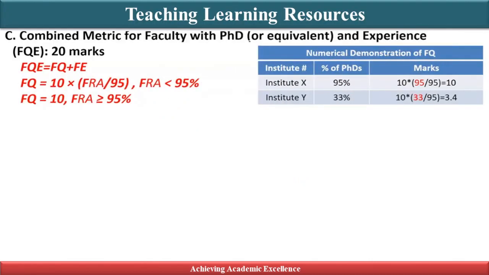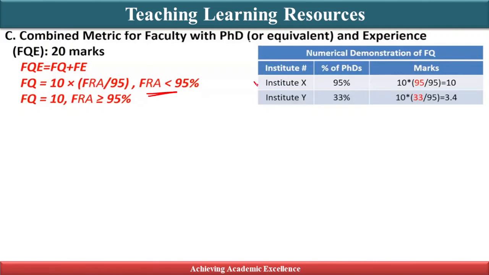Yes, there is a third component level metric, that is the metric for faculty quality and faculty experience, FQE. FQE means faculty quality and faculty experience, which has got 20 marks. This FQE is a combination of FQ plus FE. FQ means faculty quality, FE means faculty experience. The FQ formula is 10 into FRA by 95. When can I apply this formula? If FRA is less than 95.